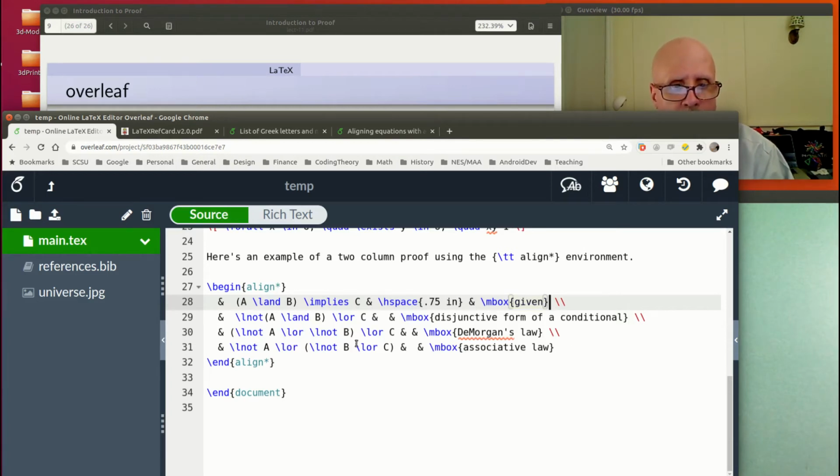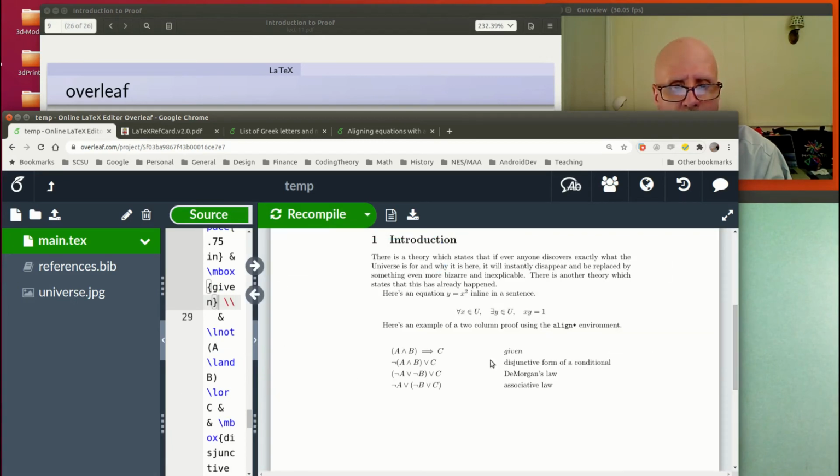Okay, then I did the various steps, and in each line I said what justified that line. I think this is one of the examples we did by hand. So let's see how it looks once we're done. Oh, we can recompile, and the given isn't all italicized anymore. I think that's a pretty reasonable way to format it. You could do other things. I often like to leave more space in between the lines than is present here, but that's getting a little bit fine.